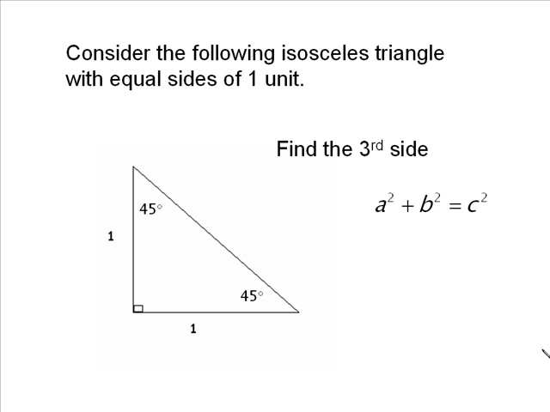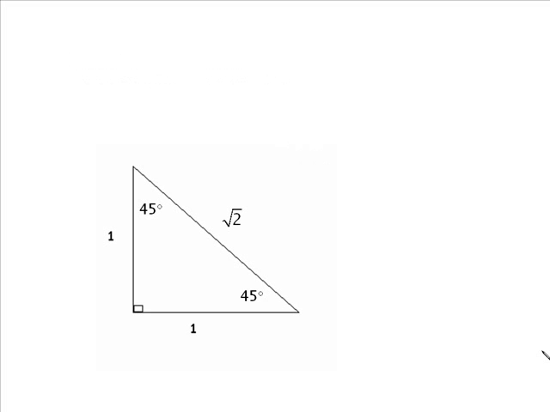And the third side would again be found with Pythagoras' theorem, a squared plus b squared is equal to c squared. So 1 squared plus 1 squared is equal to c squared. 2 is equal to c squared. So c is equal to the square root of 2. So we put this back on the triangle, and we get this. So the rest of it is just listing these ratios.